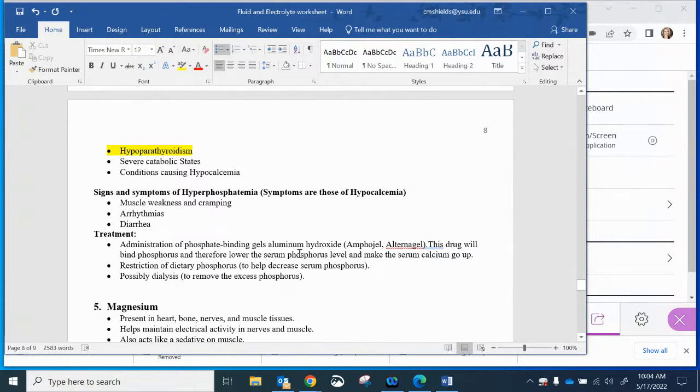Since the phosphorus sticks to this Amphojel, it lowers the serum phosphorus level and helps the calcium go up. What this antacid does is it binds to the phosphorus, the antacid goes through the gut, and they poop the phosphorus out, since the kidneys probably are not clearing it out. Restriction of dietary phosphorus, of course. Anybody with hyperphosphatemia, like a renal patient, is going to have to watch foods that are high in phosphorus. And possibly dialysis. That might be what they need if their kidneys aren't functioning and aren't clearing the phosphorus.